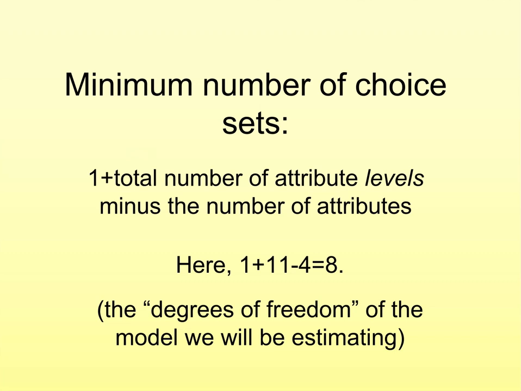So for example, in our experiment, we had 4 different attributes. The first one had 4 levels, one had 3, one had 2, and another had 2, or 11 levels total. So therefore, we have 11 minus 4 plus 1, or 8, as the smallest number of choice sets per survey. We could have more choice sets, but that's the minimum number that we can specify.